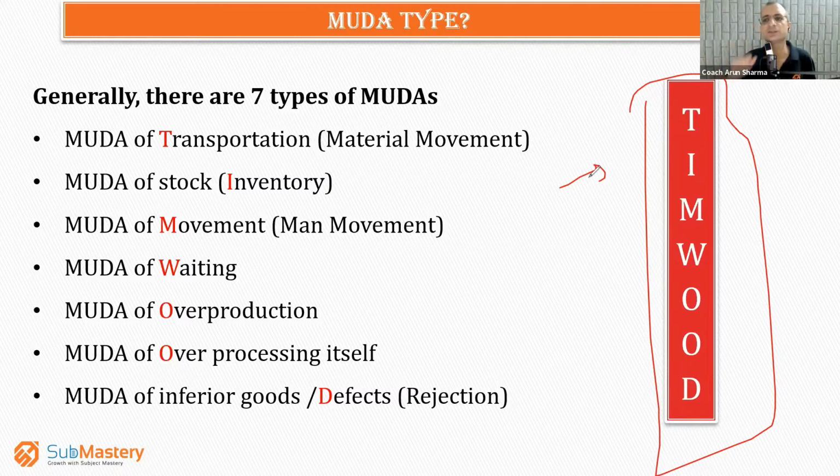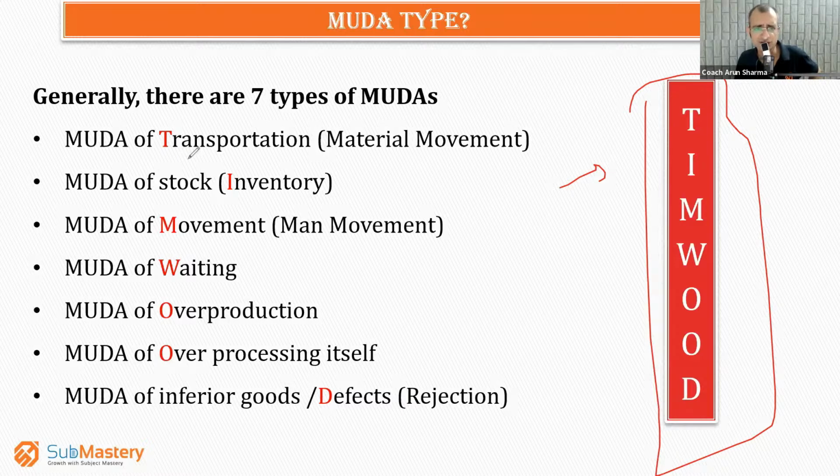When you look at a process, you can identify, oh, this waste is happening, or this type of muda is happening, because you will be focused on that. You will be conscious about that, and you will be able to identify it. So make this TIMWOOD your friend for life, and you will be able to identify these wastages on your shop floor, in your workplace.